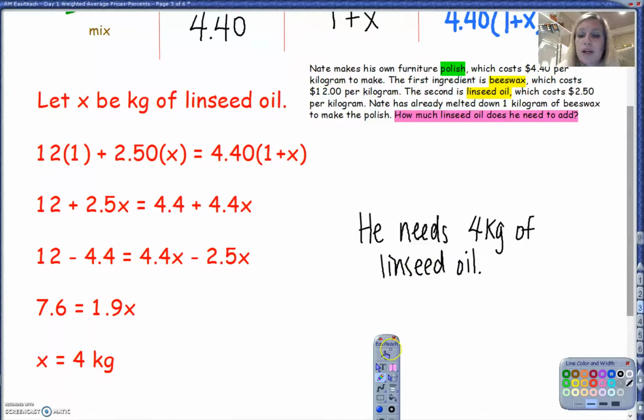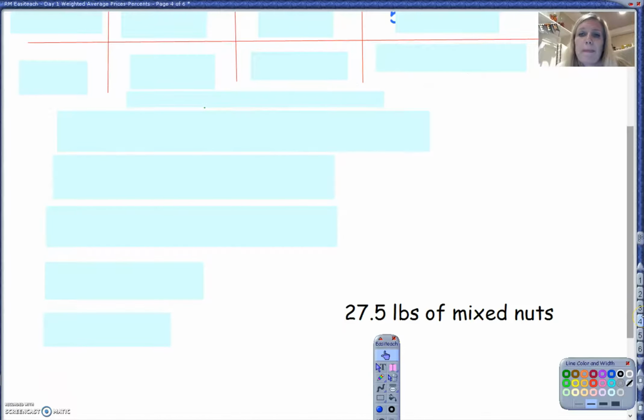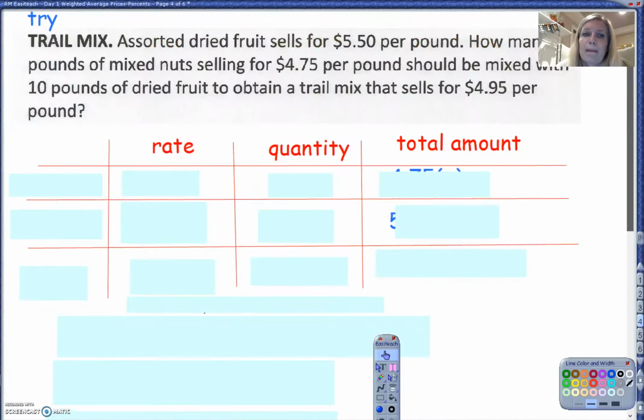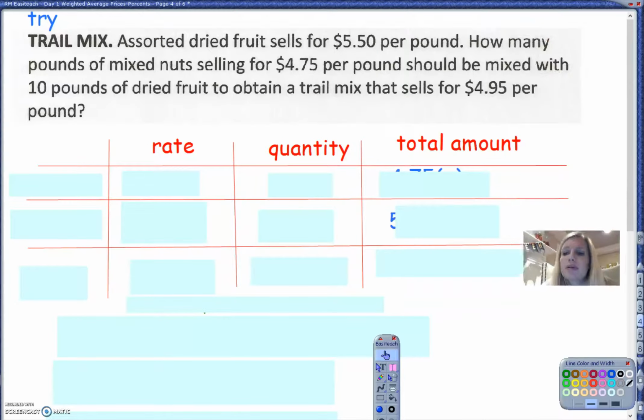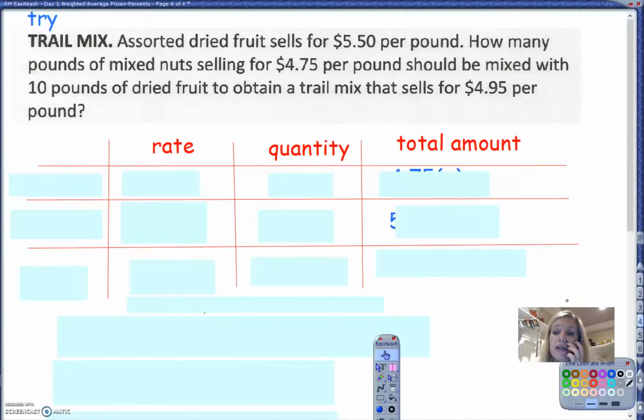Okay, let's try another one. Please write this down. I can move my little camera here so you can see it. Write it down and see if you can get the whole table filled out without me. So pause after you've written it down, and see if you get it right. If not, you can adjust, but then at least you're getting some practice.